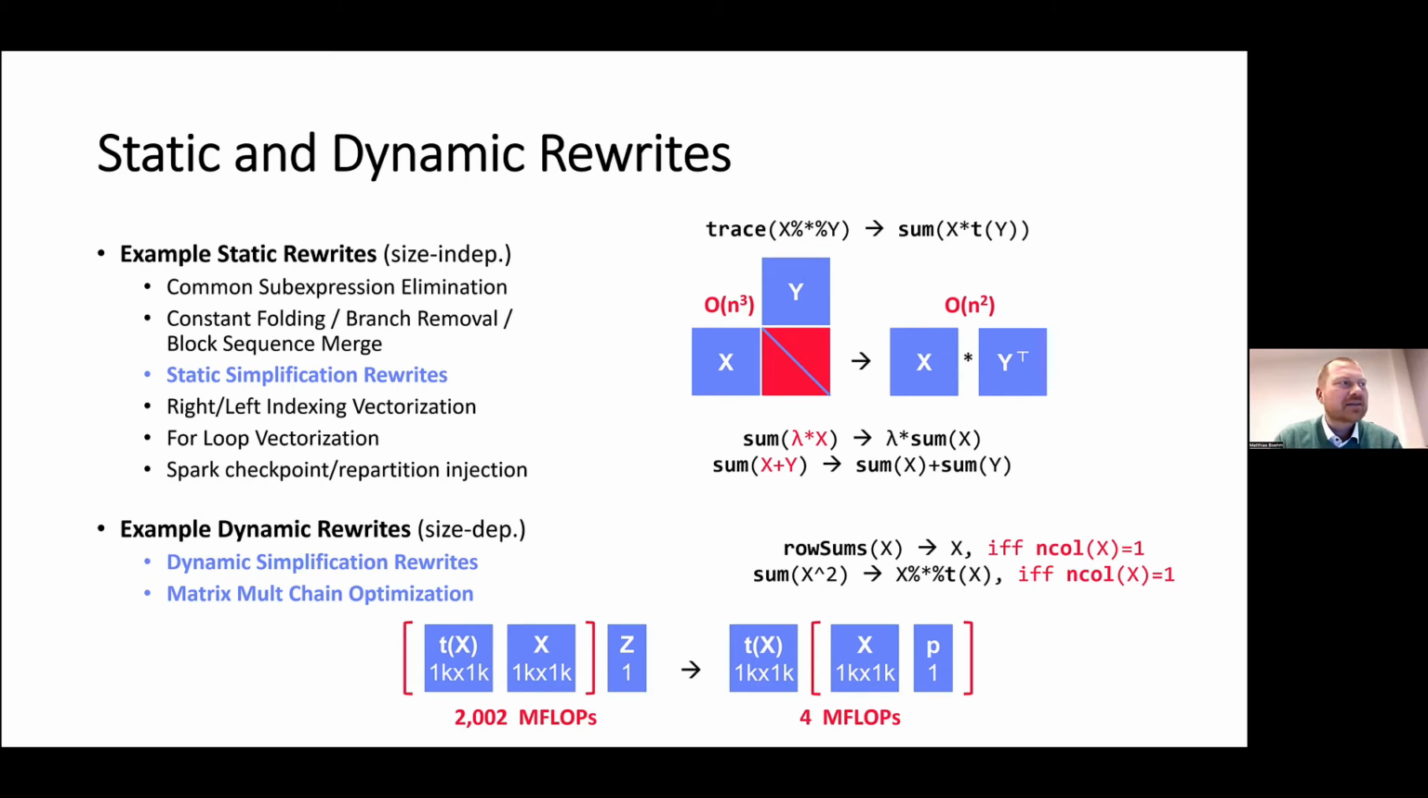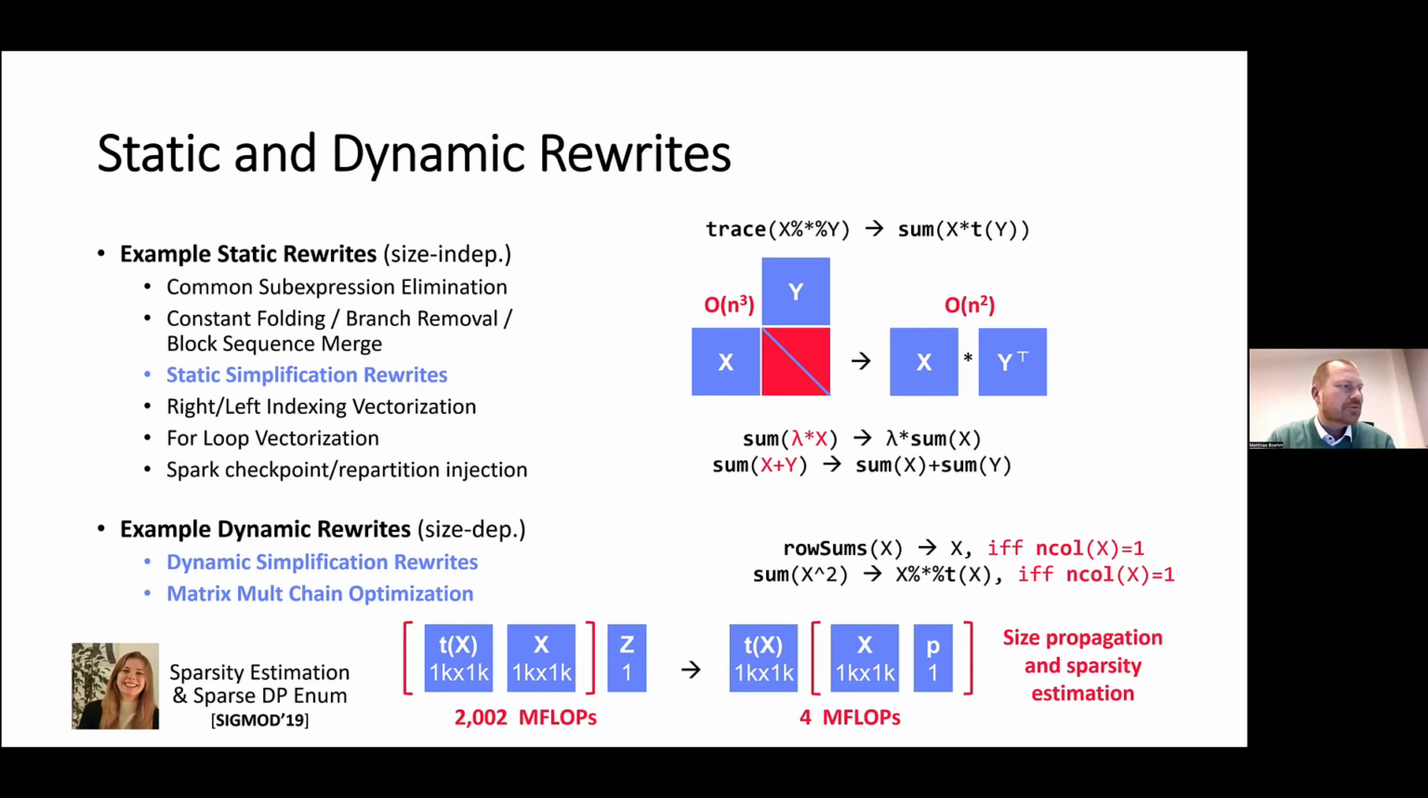Other rewrites are, for example, matrix multiplication chain optimization. So matrix multiply is associative. We can't arbitrarily reorder them, but we can select the optimal parenthesization. So in this example, we have two squared matrices and a vector. If we apply them like on the left-hand side, we get 2 gigaflops for dense inputs. However, if we set the parentheses differently to perform first the matrix vector, giving us a vector, and then the second matrix vector, we have almost 3 orders of magnitude reduced number of floating point operations.